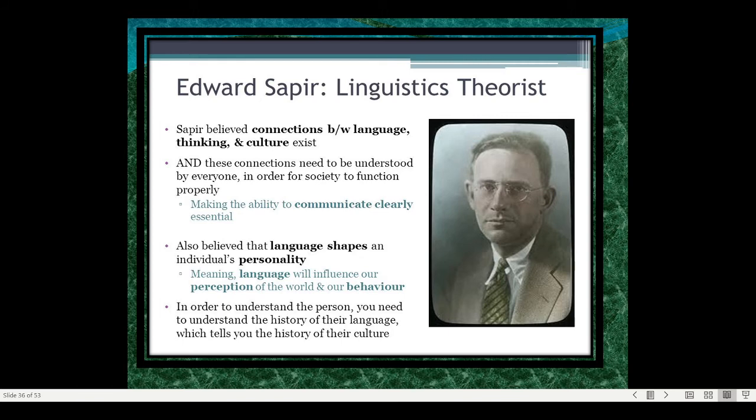And he believed that language also shapes an individual's person. That is, language influences our perception of the world and of our behavior. So in order to understand the person, you need to understand the history of their language, which tells you the history of their culture. So 3 or 4 important terms which you need to connect to Edward Sapir is language, human beings, culture, and society. So he is taking it to a different level.